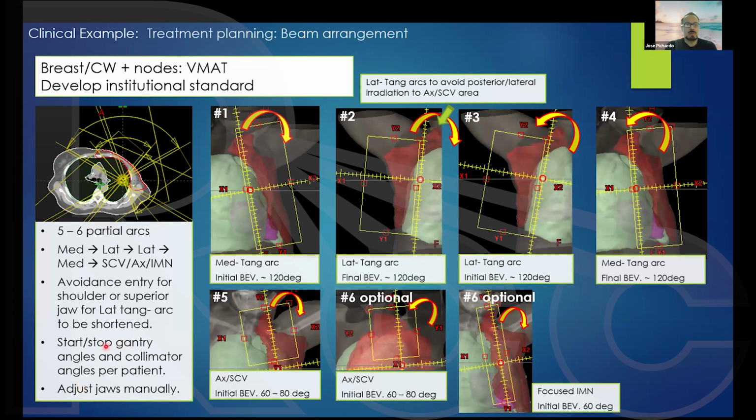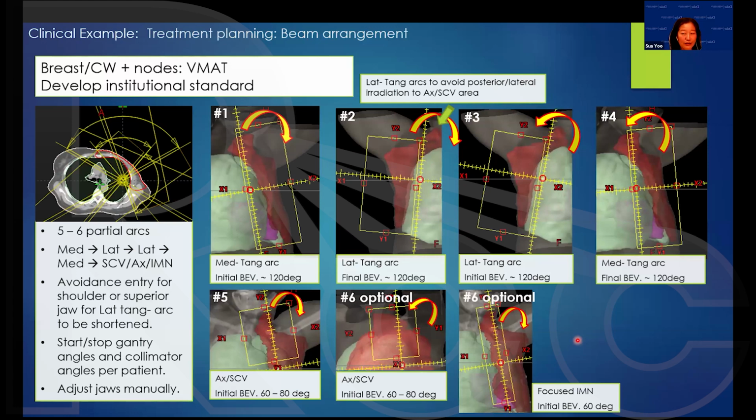Somebody asked previously if there's a way to treat the nodes in prone position. I think some centers do it, but we don't do it because we don't see it, right? The nodes, IMN, we cannot verify. Usually IMN node would be along the sternum.